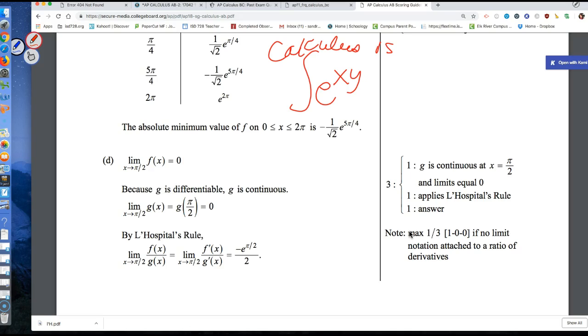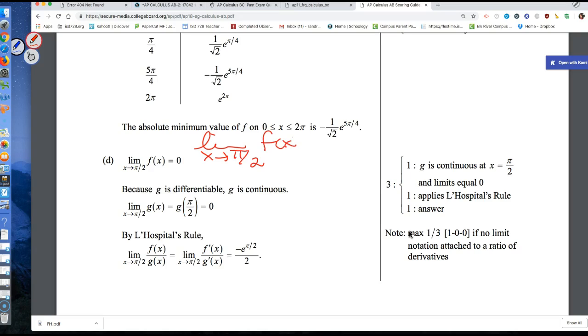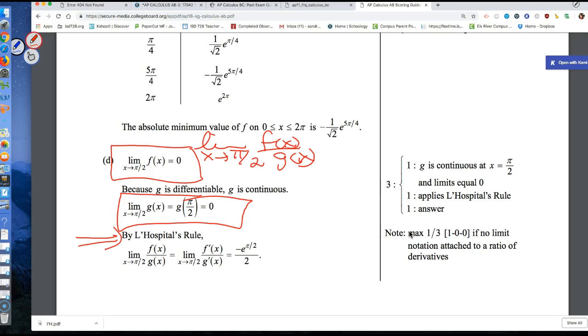No? All right, so let's take a look at the scoring from last year's. You can't see the original question. My point is to show you the scoring rubric. They had to do a limit as x approached pi halves of f of x over g of x, and I don't even remember what they were. But they had to show that the top was going to 0, that the bottom was going to 0, and then by L'Hopital's rule, they're showing a ratio of the derivatives. Do you see that?